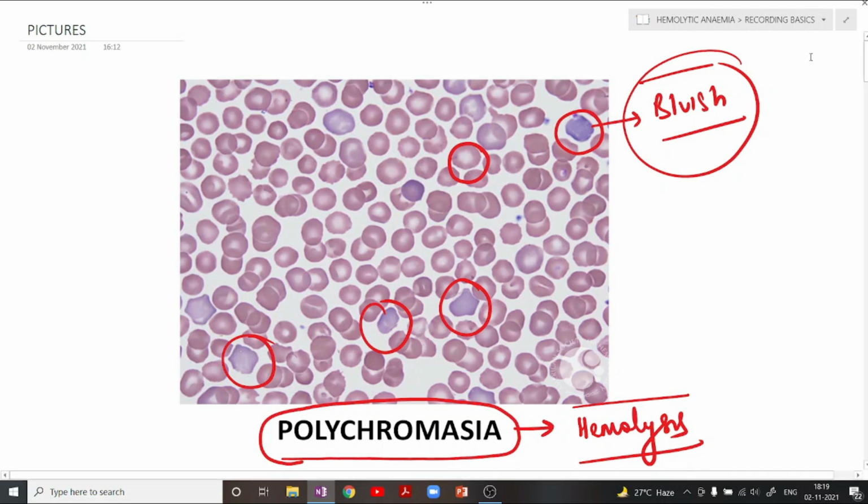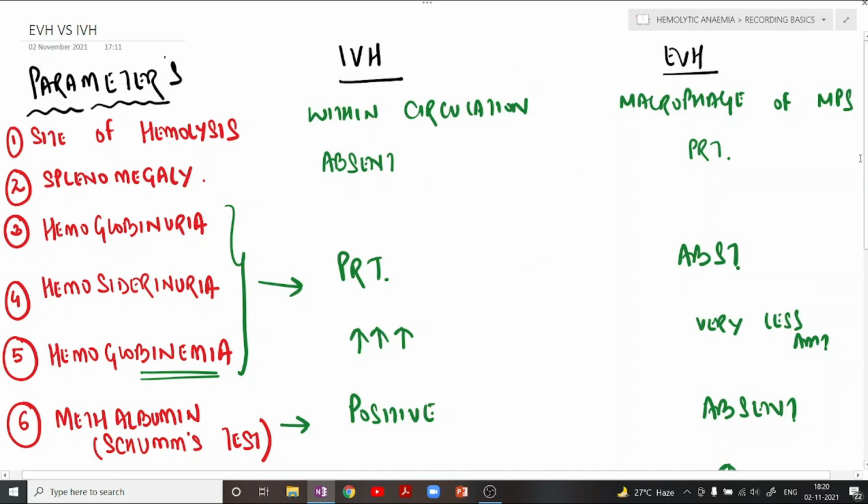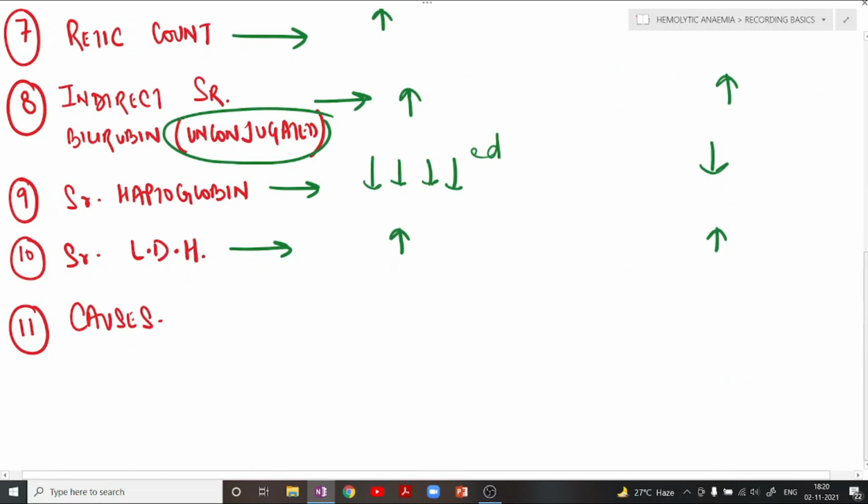Okay, now I am going to discuss some of the special tests, and before I discuss the special tests, let me just give you the causes of EVH and IVH that I just forgot to mention. What are the causes of IVH and EVH? The causes of IVH we have already seen. So the basic causes of IVH, let me just write it down. As we saw, any cause where there is a mechanical trauma to the RBC, these are the causes of IVH. Then falciparum malaria, as we saw.